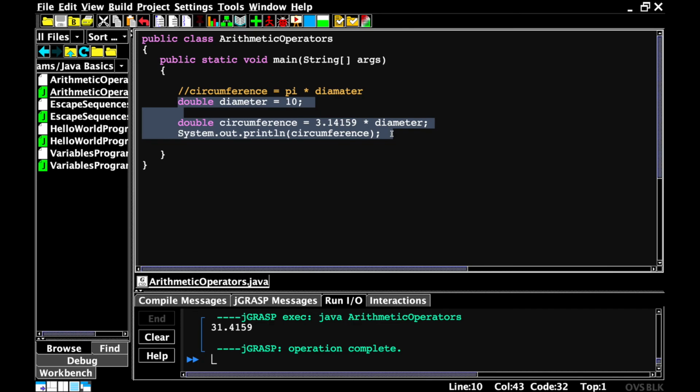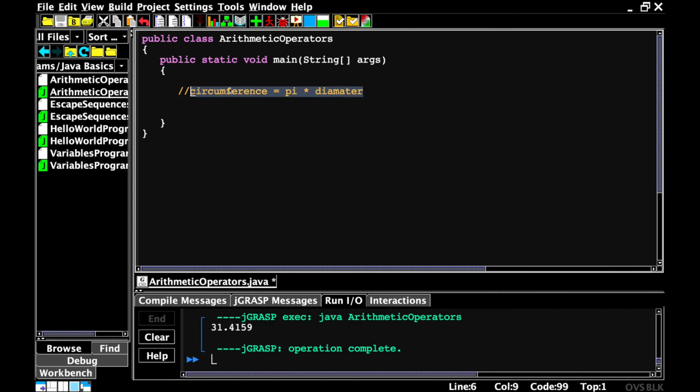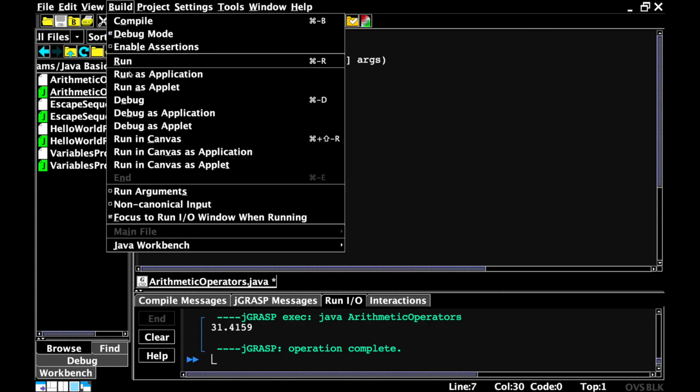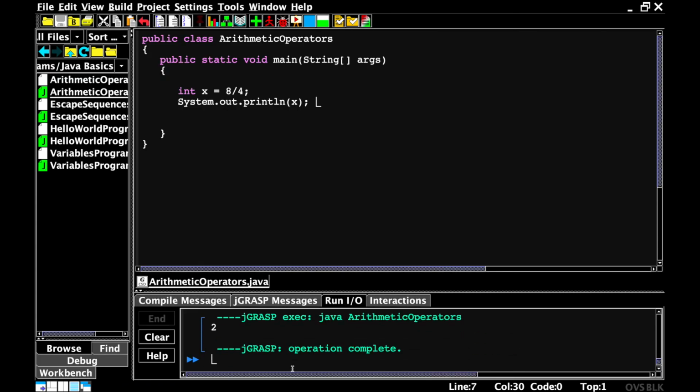Alrighty, so now let's do division. Again, division is a little bit weird because you might accidentally return an integer instead of a double, but let's work through it. So the basic one is integer x is equal to 8 divided by 4. So 8 divided by 4 is 2. So when we print out integer x, we should get 2. I put 2 by accident there. And we do.